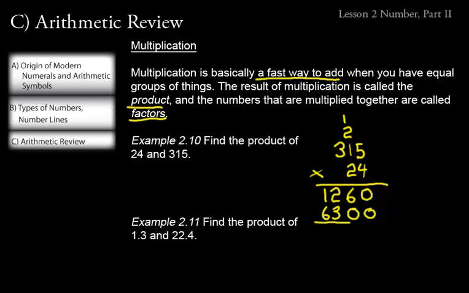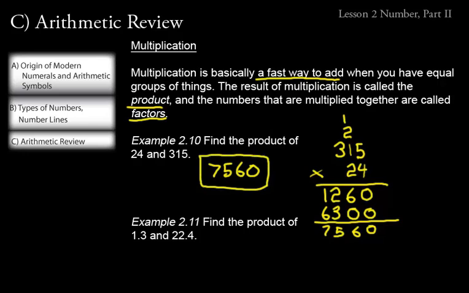And then we just add both of those rows together now. 0, 6, 5, 7. 7560, that's the product. So we'll just write that over here. 7560 is the product of 24 and 315.